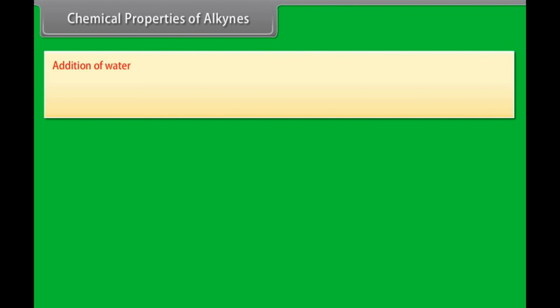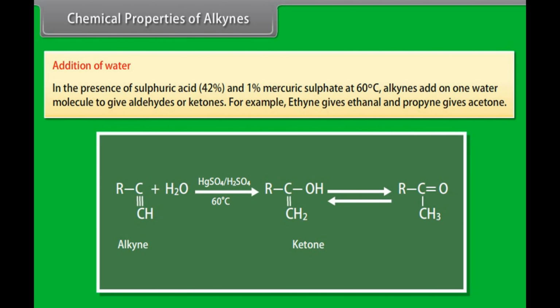Addition of water. In the presence of sulfuric acid, 42%, and 1% mercuric sulfate at 60 degrees centigrade, alkynes add on one water molecule to give aldehydes or ketones. For example, ethyne gives ethanol and propyne gives acetone.